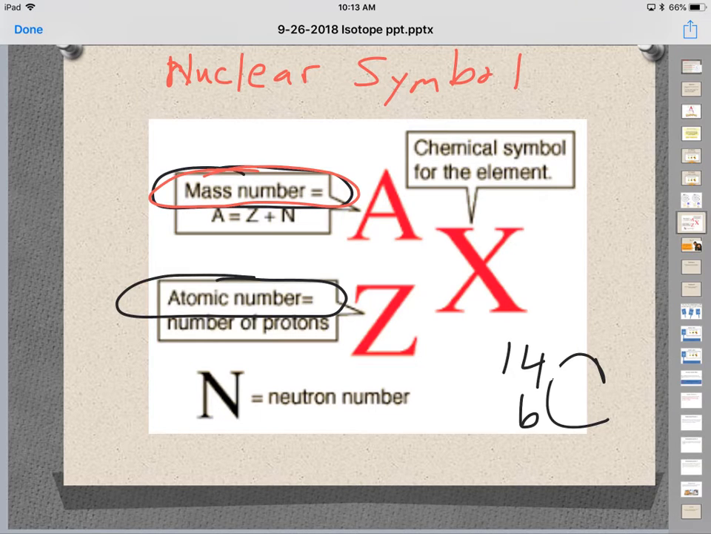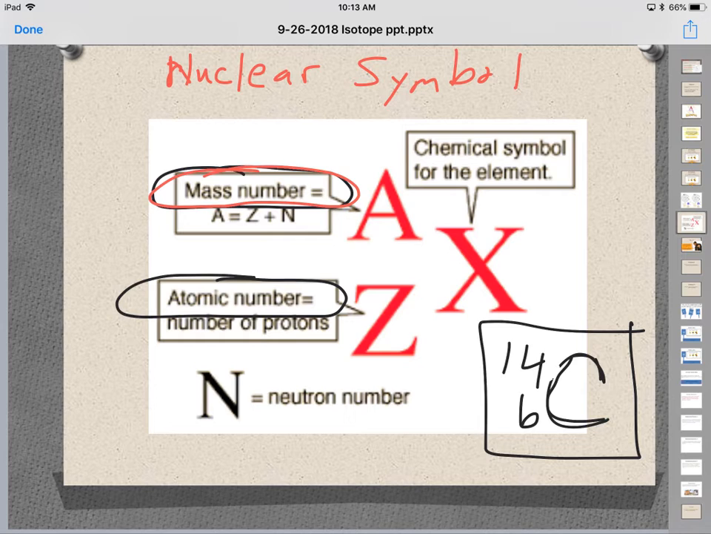Okay? Now, does this match what's on your periodic table right now? A carbon 14? No, it doesn't. Very good. Because on your periodic table, it says 12, right? So that means that on the worksheet that I gave you today, they want you to use the mass of 14 because it's an isotope of that element. And they want you to figure out the rest of what you have with that mass.